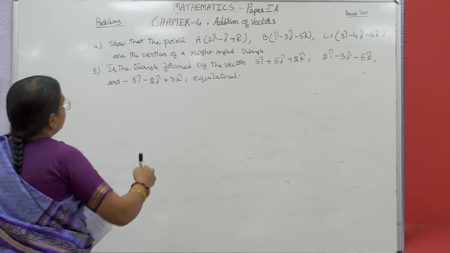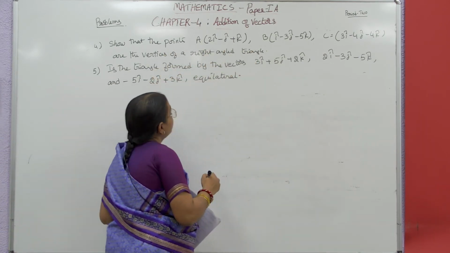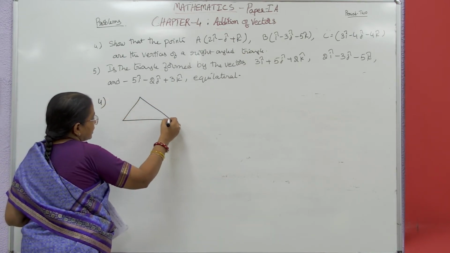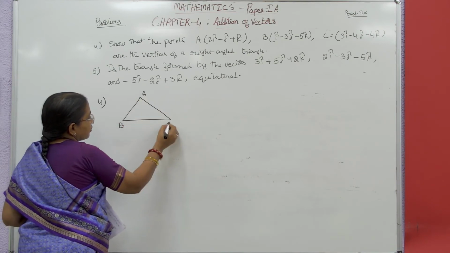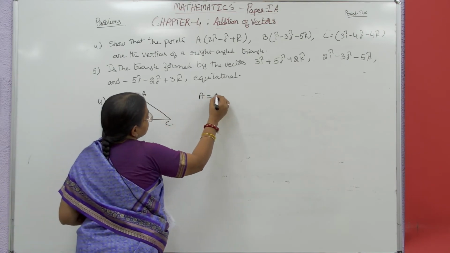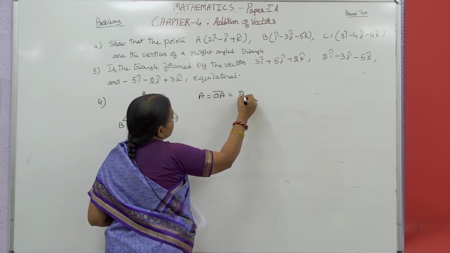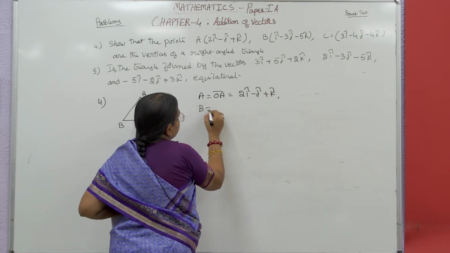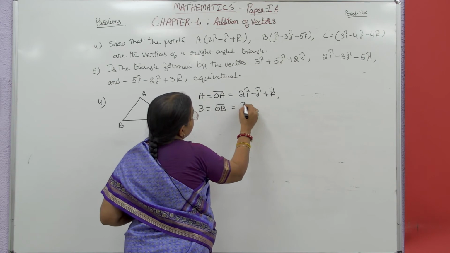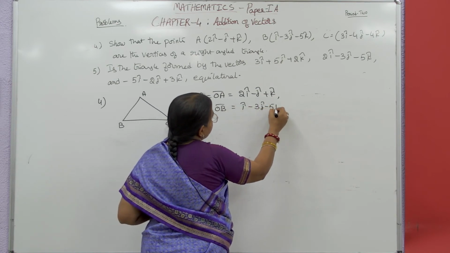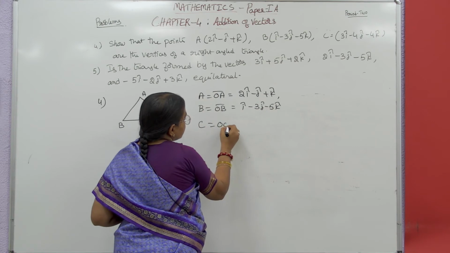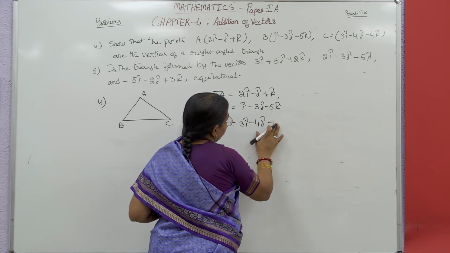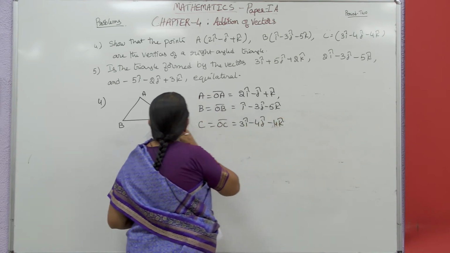Now if you see, here they are the points. A, B, C are the points. Fourth problem. A, B, C are the points. They are the vertices. A point, B point and C point. So that means A point is OA vector. OA is 2i minus j plus k. Similarly, B point is OB. OB is i minus 3j minus 5k. And C point is OC. OC is equal to 3i minus 4j minus 4k. So these are the vertices.